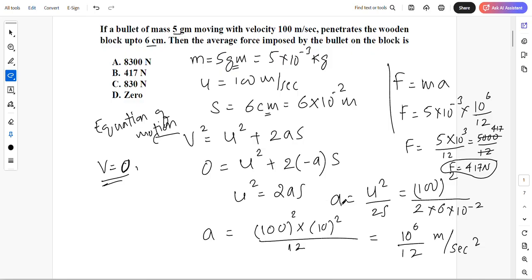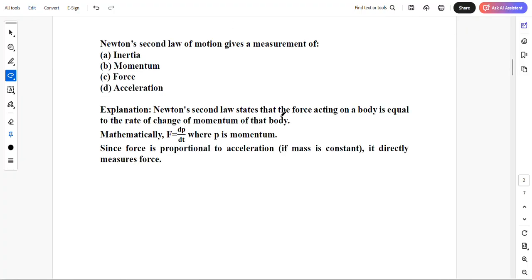Therefore from here I got a, which is called retardation. A is equal to u square by 2s. Understood? Remember this formula. For retardation, a is equal to u square by 2s directly. So I got this much force, 417 Newton. Let us go to the next problem.